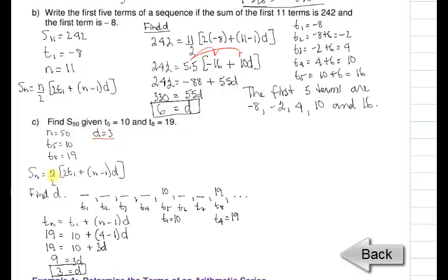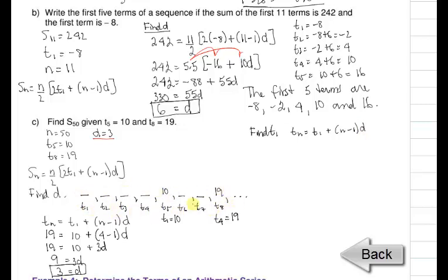So if we go back to our formula, we now know that d is 3, and we know that n is going to be 50 because we're going to use the 50 off of the S50. We still don't know what t1 is, but we can probably find it now because we have enough information. So the next thing we're going to do is find t1. And once again, we're going to use our general term. And we're also going to use the information that we have here.